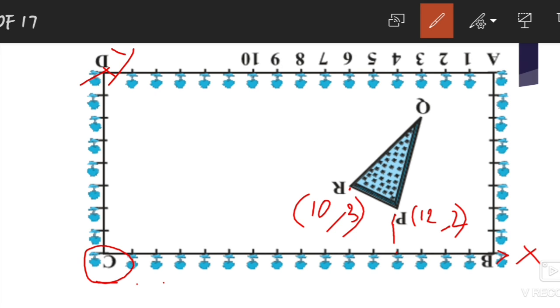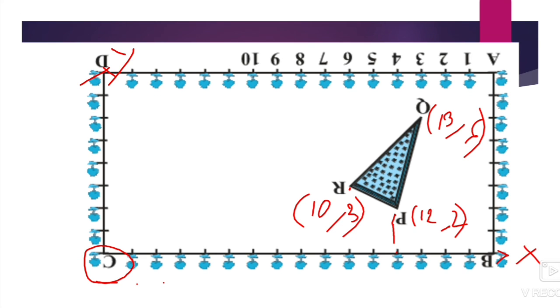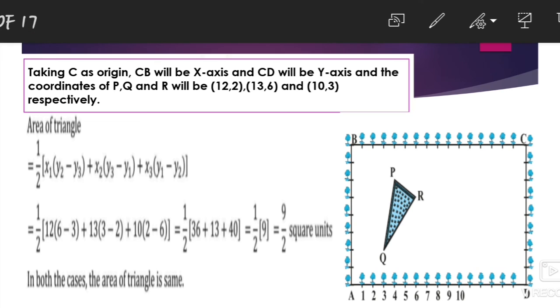And for Q, it will be 13, and counting 1, 2, 3, 4, 5, 6, it will be 13, 6. In this way, you have to find the coordinates in this Cartesian plane. So the coordinates of PQR are 12, 2, 13, 6 and 10, 3. So now you can find the area of the triangle.